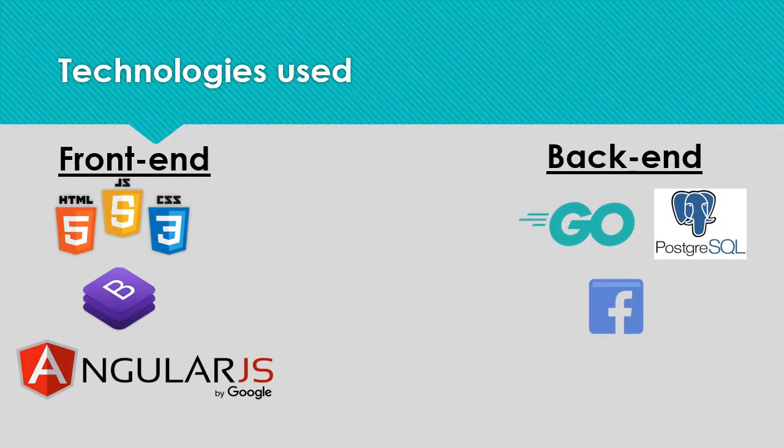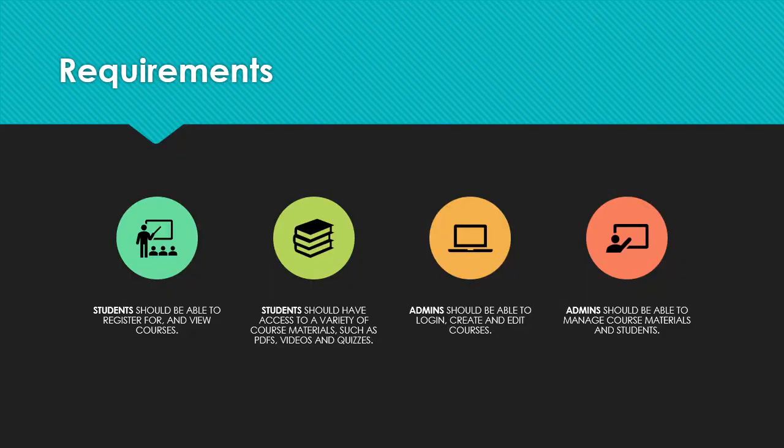So here we have a quick overview of the technologies used. AngularJS being used for the front-end framework, HTML, CSS, JavaScript for miscellaneous design and functionality, and Bootstrap for the overall styling. And on the back end, we have a PostgreSQL database and Go, as in Golang, along with the Facebook API. So now for some of the general requirements the application should have.